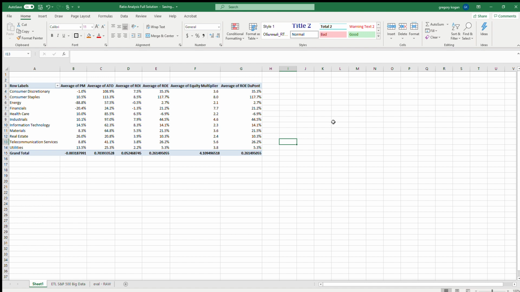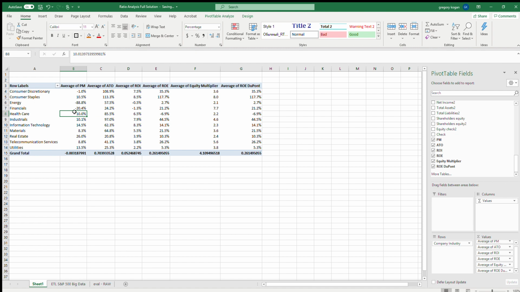So this is something that we can use to analyze the companies, and we can see who's doing better. And as you saw, you could also drill down and look at specific companies in specific industries to see more detail.